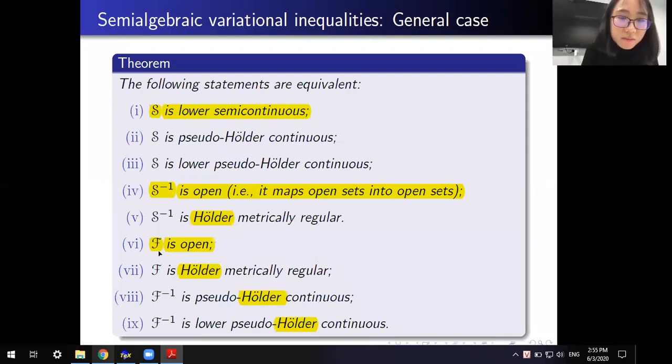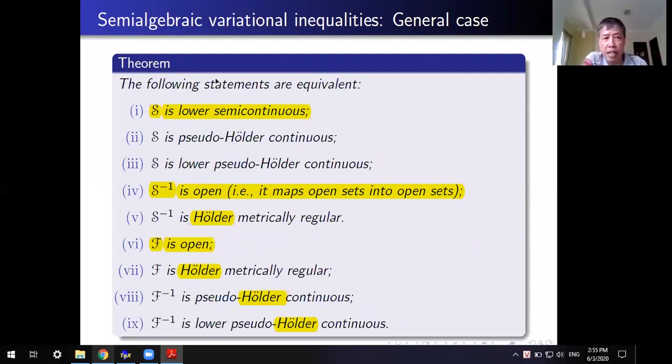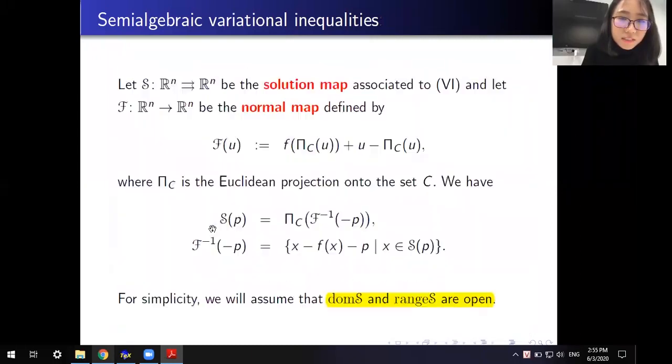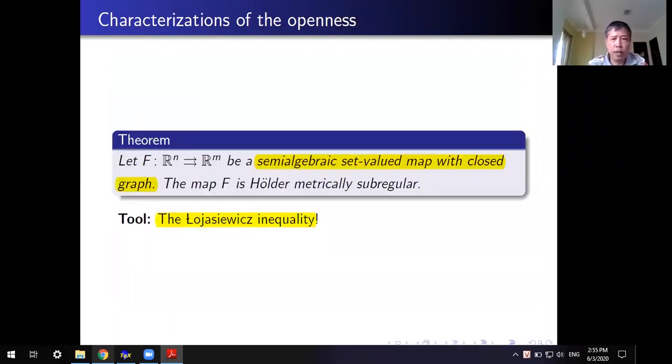This condition, S is lower semicontinuous, is equivalent to this, but without this assumption, I don't need to suppose that S is lower semicontinuous, but S always is Hölder metrically subregular, without the lower semicontinuity. Remember this theorem: if F is a semialgebraic set-valued map, of course the solution map is always a semialgebraic map. So this implies the solution map is Hölder metrically subregular without assumption.